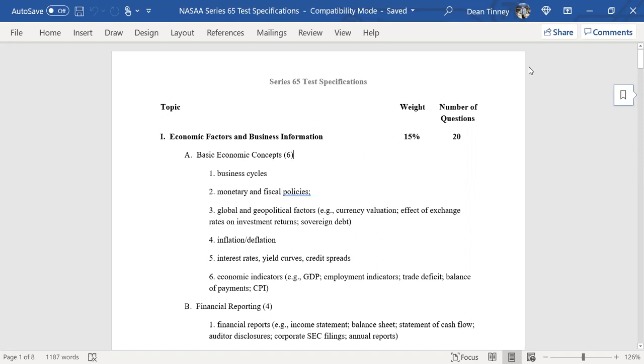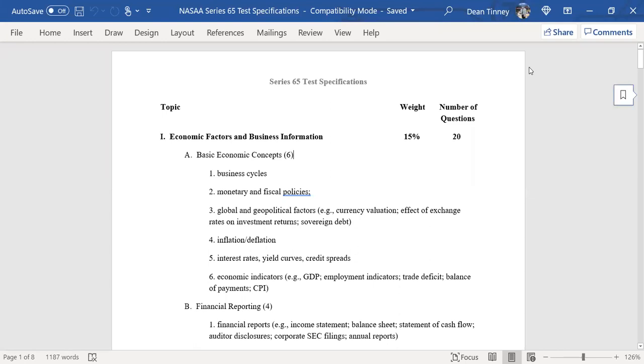We have been explicating test specifications, content outlines. We have completed the explication of the SIE. We're currently in critical function 4 of the Series 7. And we will begin our explication today on the Series 65.